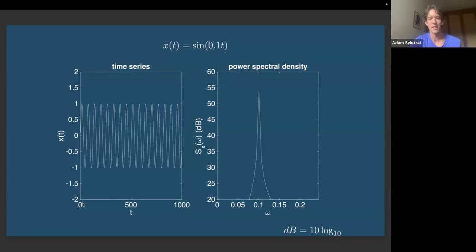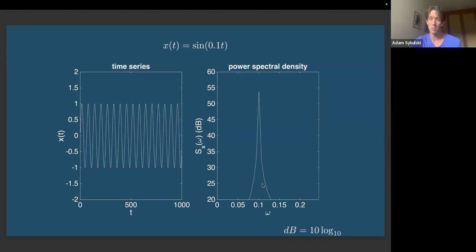So we've got a time series here on the left, of length 1000 in time, and we see a bunch of oscillations happening. Now, the idea with the power spectral density, we see an estimate of this power spectral density on the right, where it has this peak at 0.1 that corresponds to the frequency of the sinusoid. And we see this sort of slight bulging here because we're estimating a density.